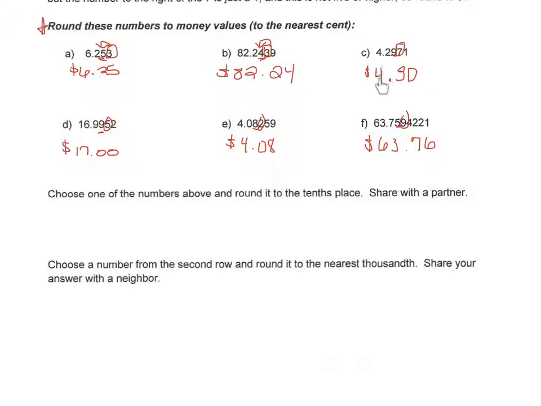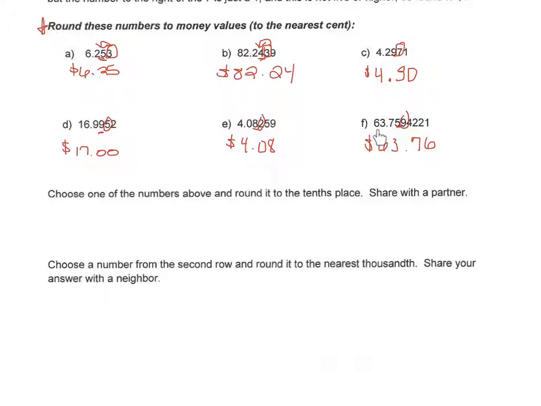So your answer for C is $4.30. The 7 is going to make the 9 go up, which will turn this into 30 cents. For D, 16.995 is going to round to $17. E, 4.082 is going to round to $4.08.